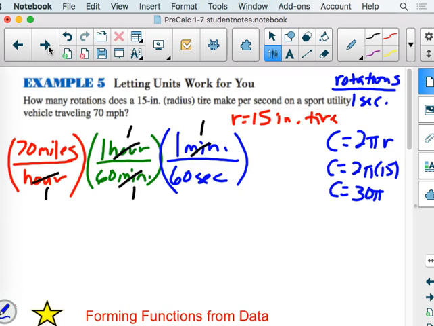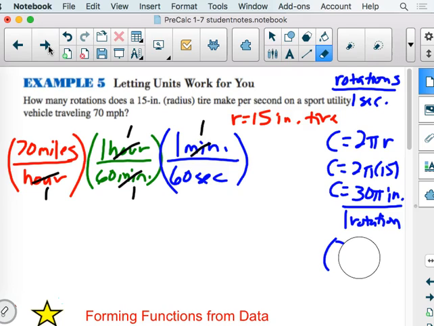Now the labels are important. We know that about this problem. 30 pi inches in one rotation. So I have this 30 pi inches in one rotation. I don't like my 0, it didn't show up very well.